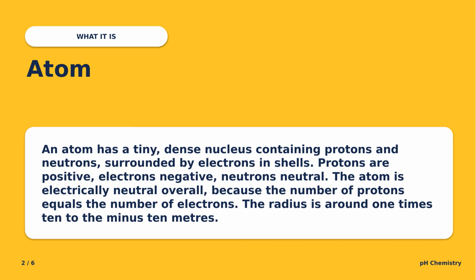An atom has a tiny dense nucleus containing protons and neutrons surrounded by electrons in shells. Protons are positive, electrons negative, neutrons neutral. The atom is electrically neutral overall because the number of protons equals the number of electrons. The radius is about 1 times 10 to the minus 10 meters.